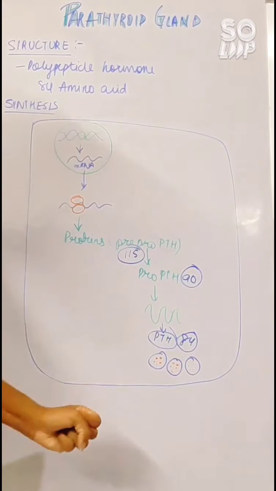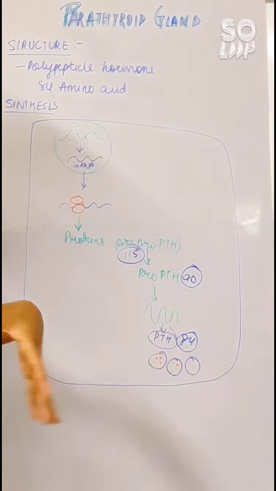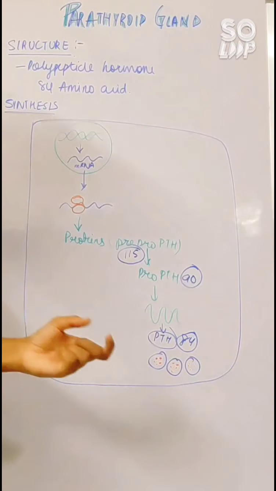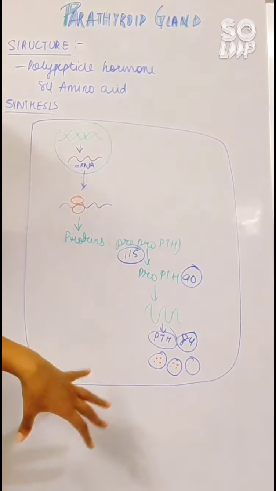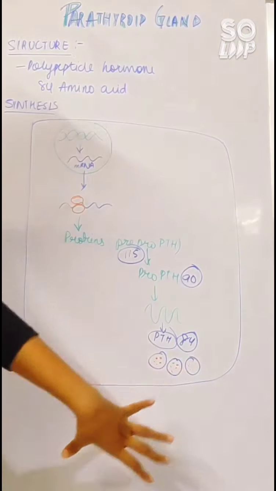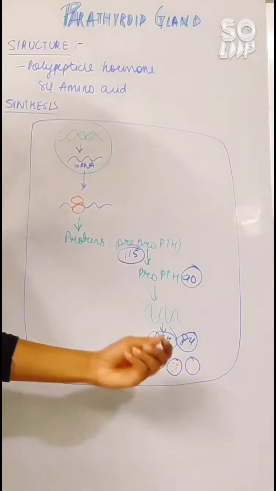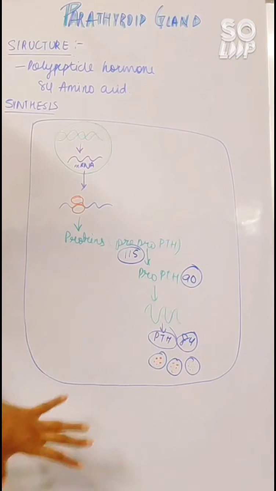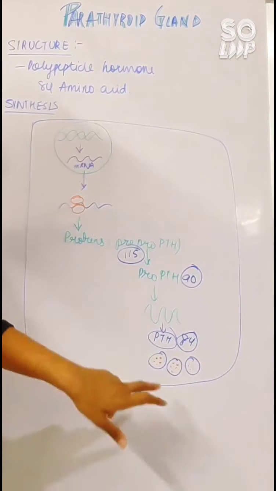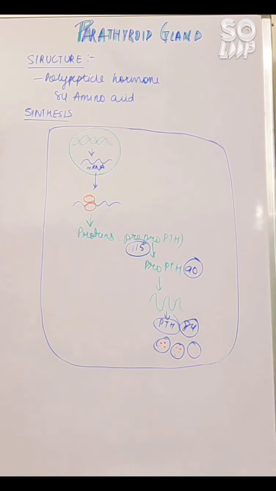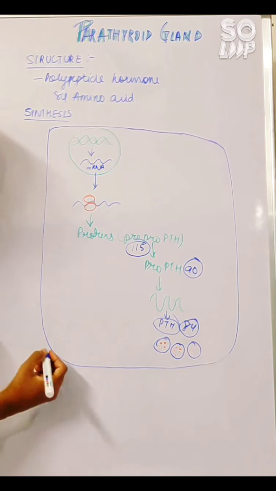Then it is not excreted directly, but formed in granules. We call them parathyroid hormone vesicles, which have parathyroid hormone inside them. Then they are further transported and secreted. We will talk about that under the topic secretion.